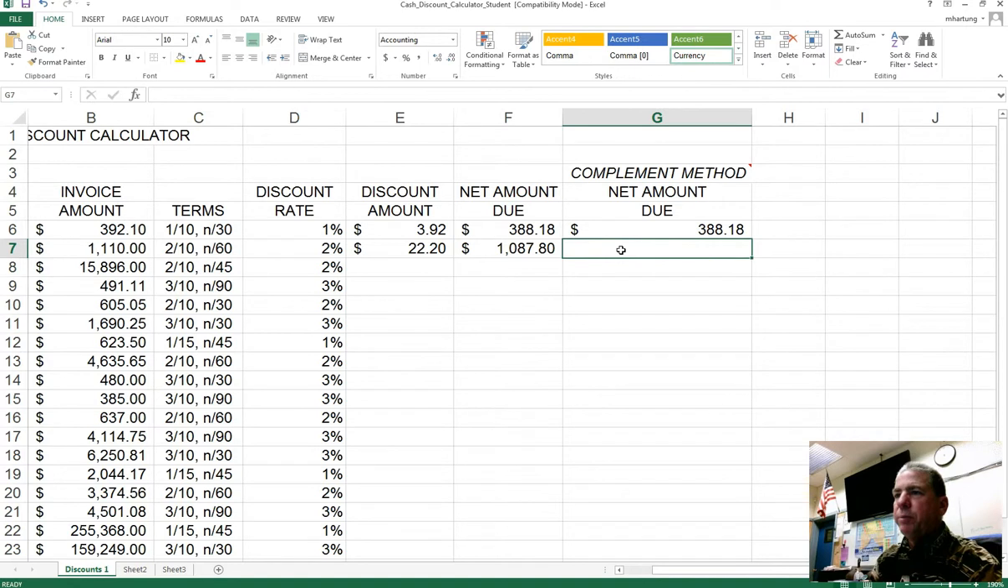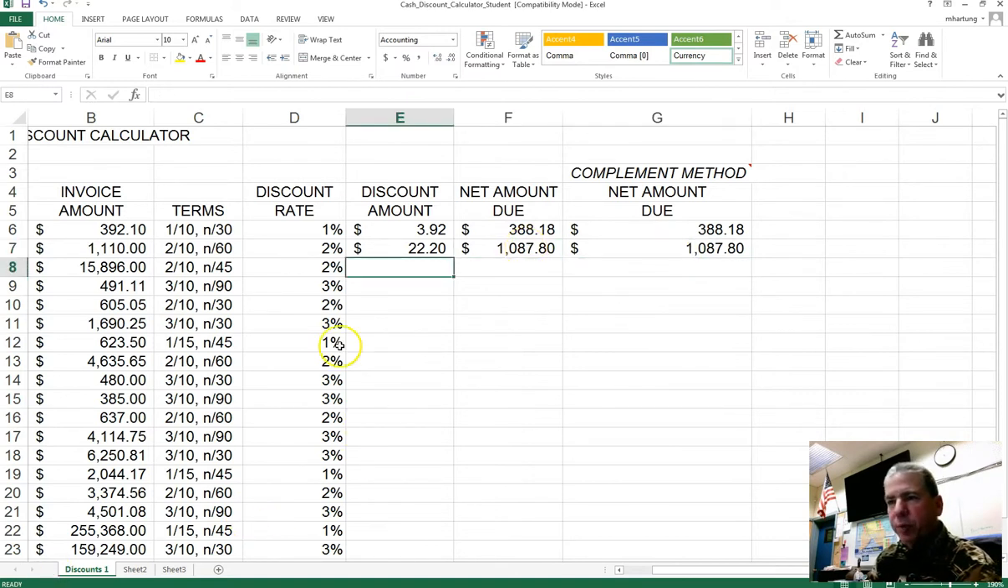Using the complement method, it's 2%. 100 minus 2 is 98. So shortcut method, or the complement method, is to take the invoice amount and we will apply the discount directly by multiplying our invoice amount by the complement of 2%, which is 0.98. And there we go. We have the same final and net amount due.